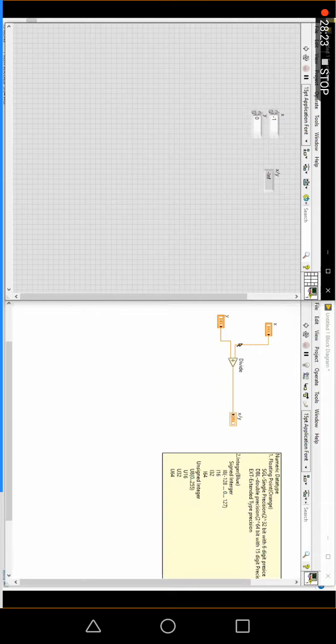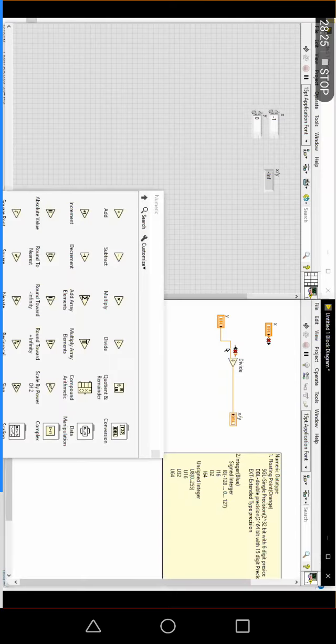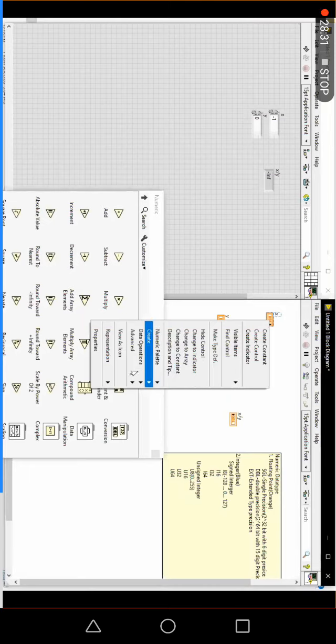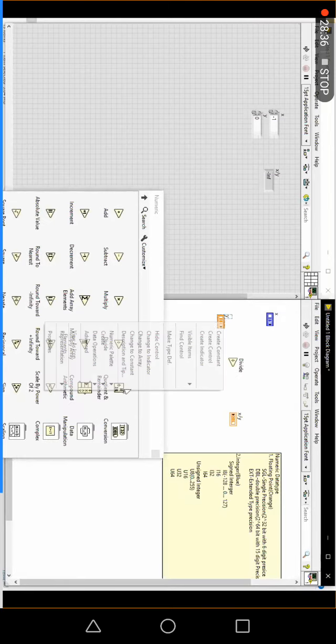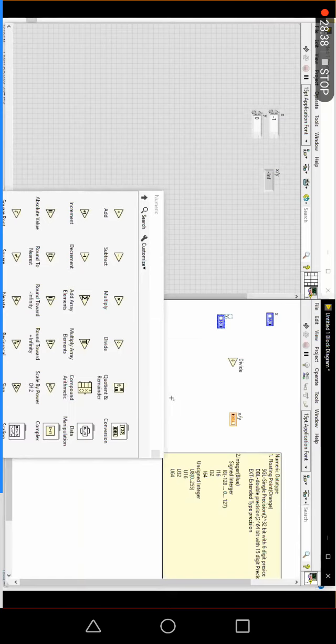Let me delete this wire. Okay, now I am going to change this representation to I8 here. I am going to connect the I8 on the divide function. Whether you will get a question dot? If you are connecting I8 on the divide function, whether you will get a question dot? No.